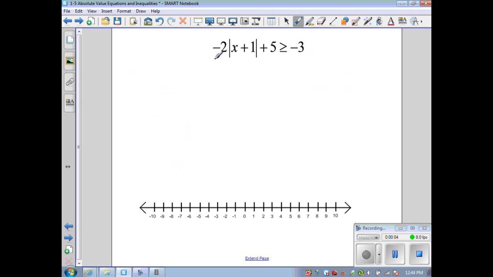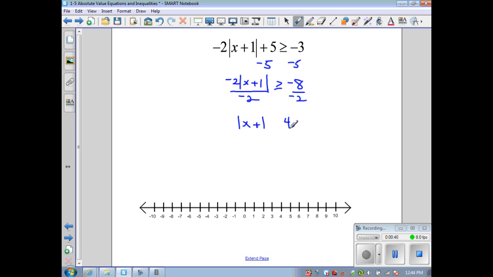Our next example: negative 2 times the absolute value of x plus 1, plus 5, is greater than or equal to negative 3. We have to get our absolute value expression alone on one side. So let's start by subtracting 5 on both sides. That gives me negative 2 times the absolute value of x plus 1 is greater than or equal to negative 8. Divide both sides by negative 2. It gives me the absolute value of x plus 1, and my solution on the right is negative 8 divided by negative 2, which is going to be a positive 4.